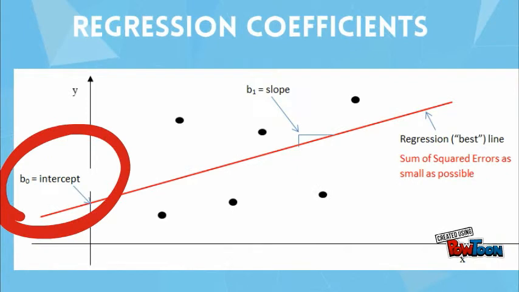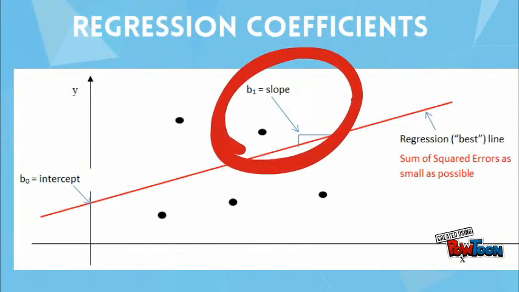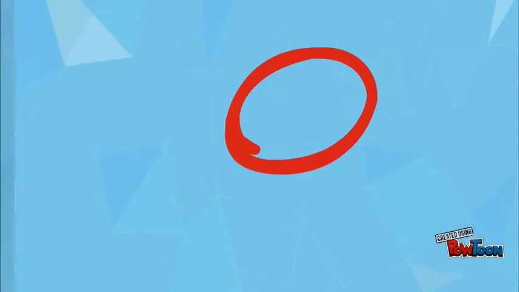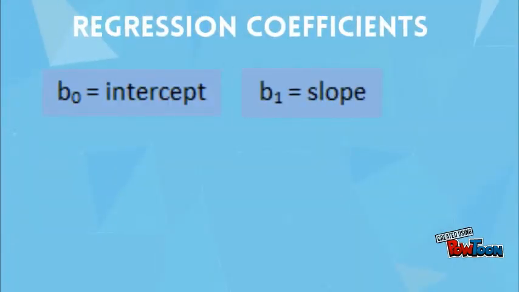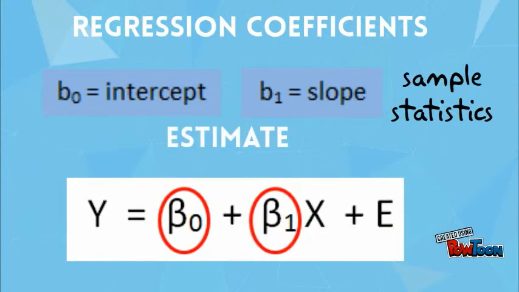We call the intercept of this best line b0 and its slope b1. The intercept is the value where the line crosses the y-axis, that is, when x equals 0. And the slope is the rise over run of the line. b0 and b1 are called regression estimates or coefficients. They are sample statistics that estimate the intercept and slope of the line in the population.